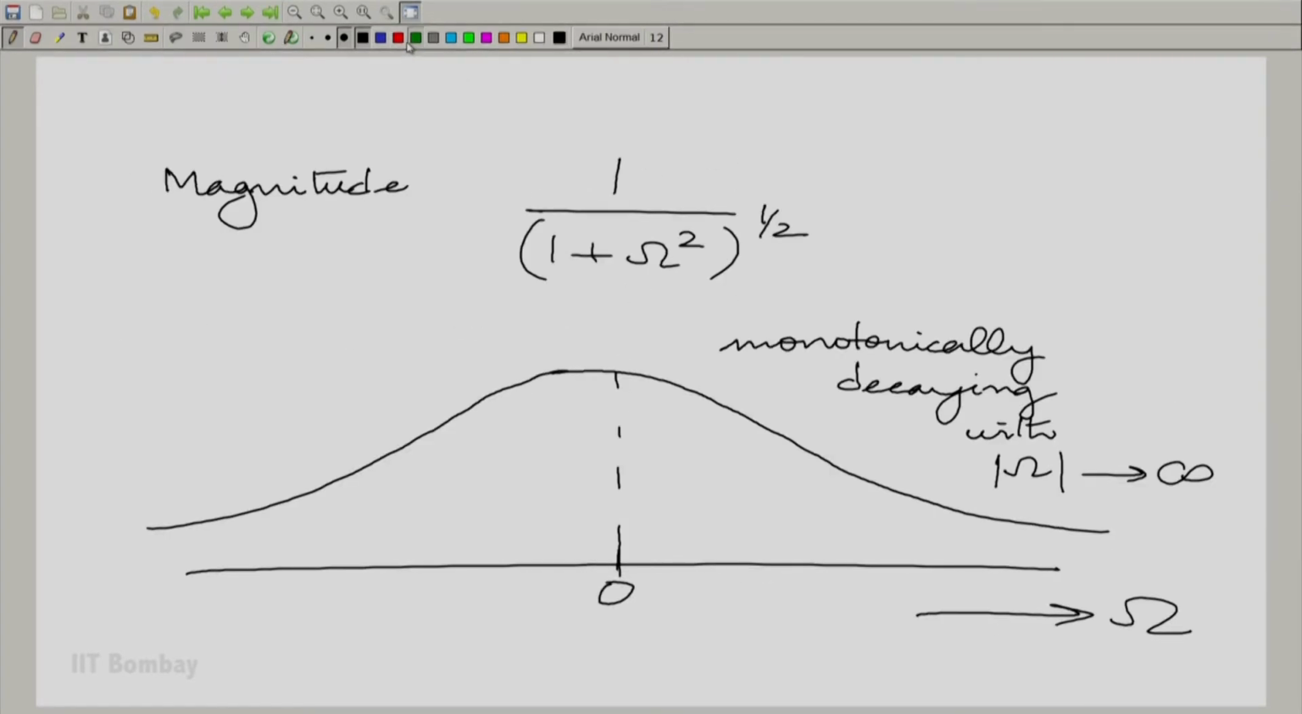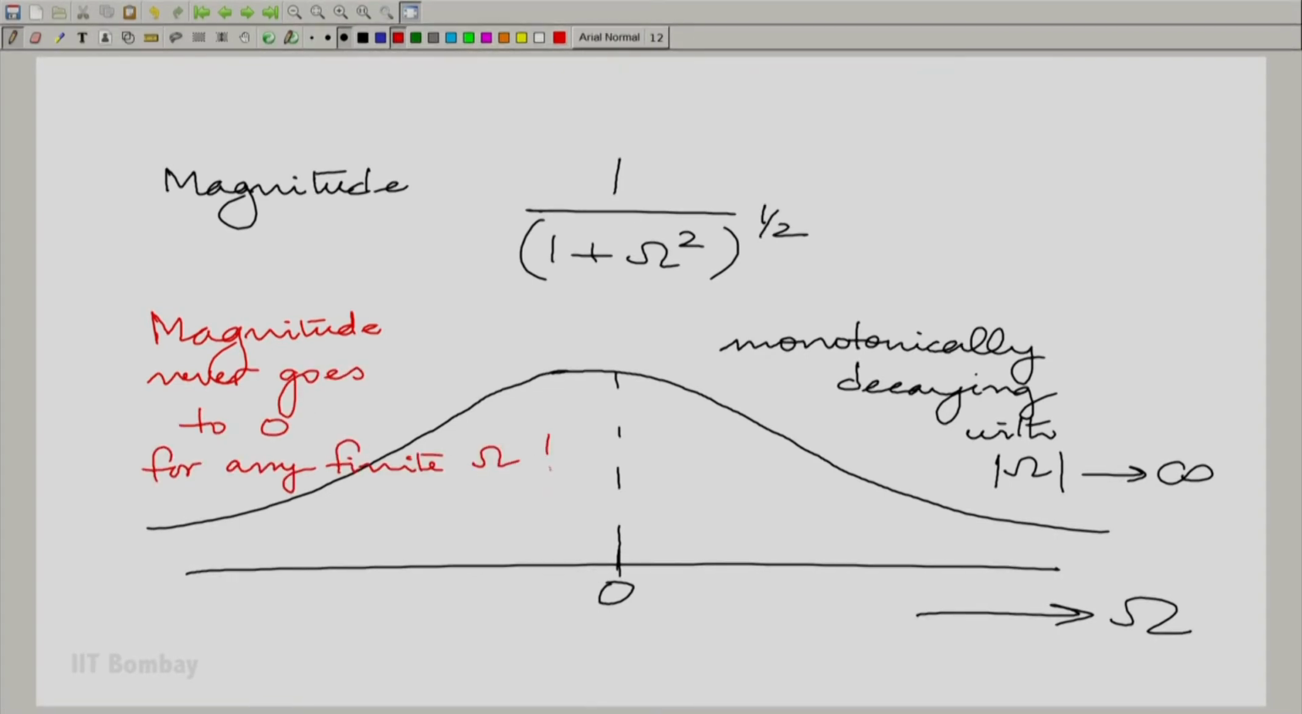Now, let us go back to the magnitude curve here. Let us notice one thing about this magnitude. The magnitude never goes to 0. This is something that we need to note. I have intentionally taken this example of a Fourier transform. Here I am building the story slowly, and I have an example of a signal which has a Fourier transform. Fortunately or unfortunately, as you will see later, that Fourier transform never quite goes to 0 for whatever finite omega you consider.